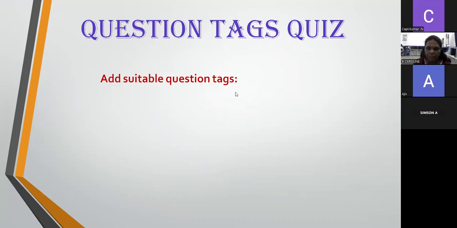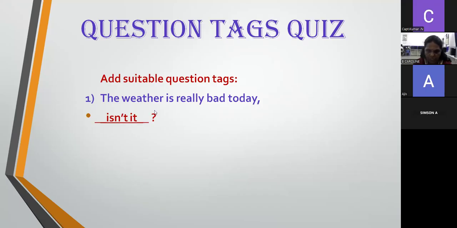Now let's see the questions. The weather is really bad today. What will be the question tag? See, this is a positive sentence. The weather is really bad today. So what will be the tag? Here we are talking about weather, so the tag will be in negative form and the pronoun indicating weather should be it. So, isn't it?